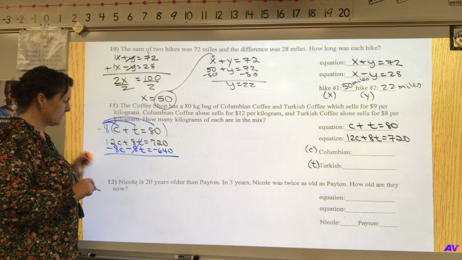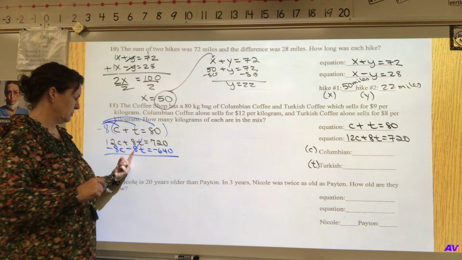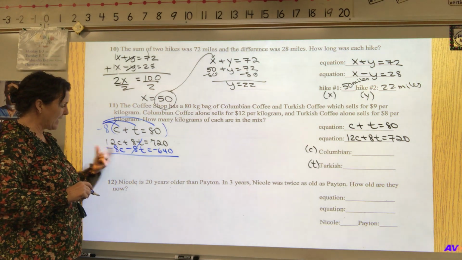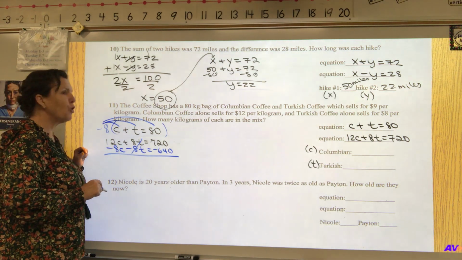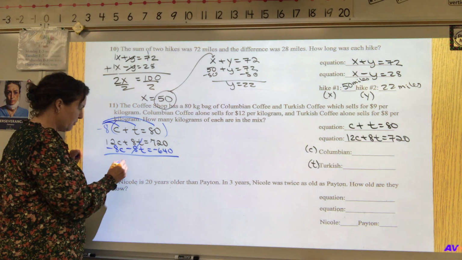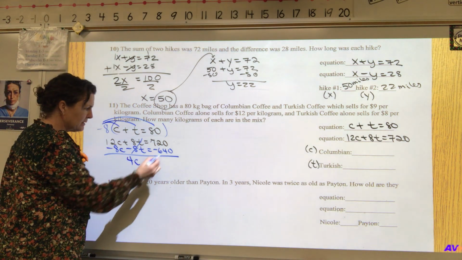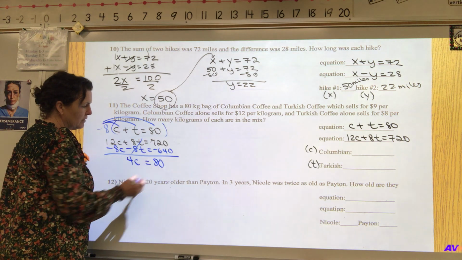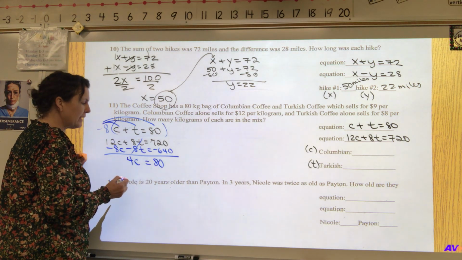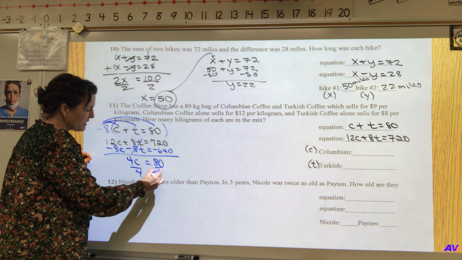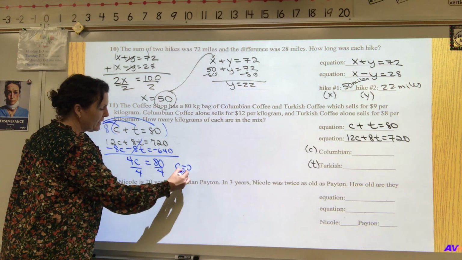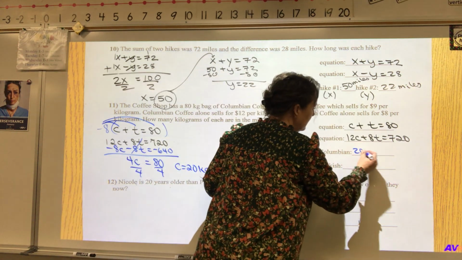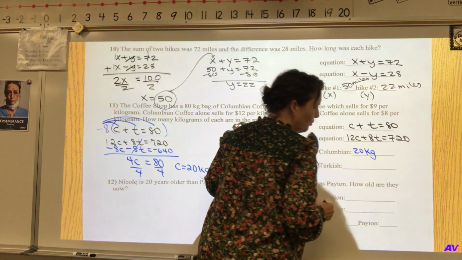I see that my t's cancel. If you had 8 turtles and 8 turtles slowly ran away, you would have no turtles, right? And then if you have 12 cats and 8 ran away, well, you're a horrible cat owner. You only have 4. Go look for the other ones. So you have 4 cats. And then you've got to do some math here. It looks like 80 to me, okay? So 720 minus 640 is 80. I'm going to divide both sides by 4, and Colombian will be 20 kilograms. 20 kilograms. So hopefully you got 20.